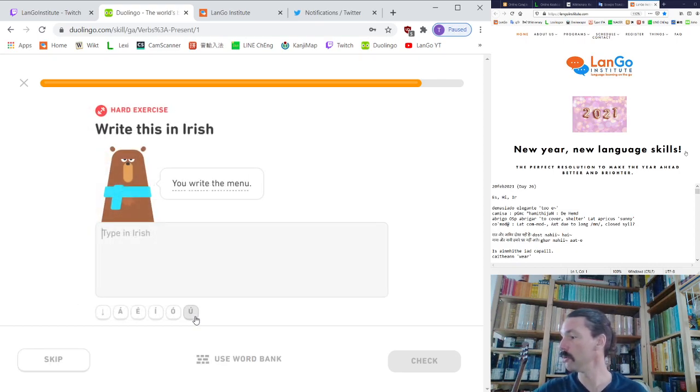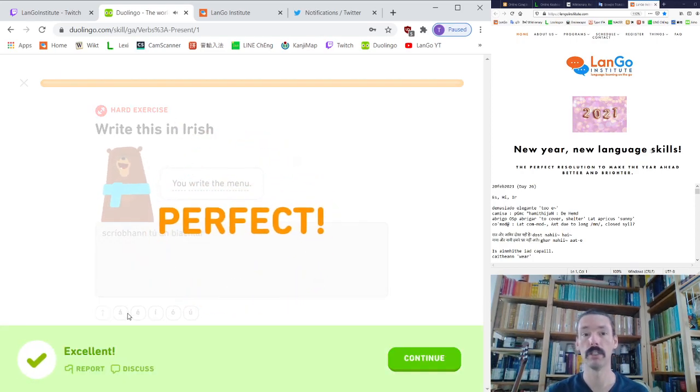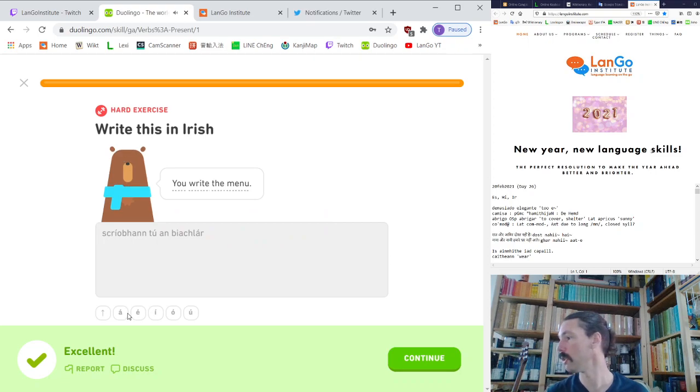You write the menu. So skriven tú. I think the E there is long. Subject, you, and an biachlár, the menu. Bia is food. Chlár, I think also is a long vowel. Yes. Skriven tú an biachlár. You write the menu.